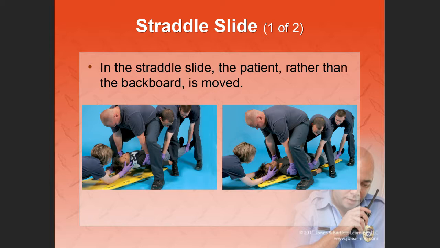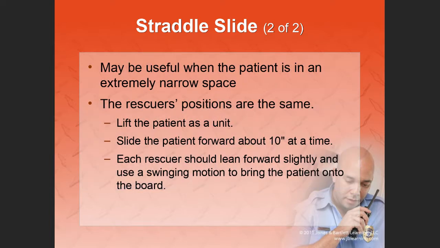The straddle slide is a little bit different. A straddle lift is used to lift the patient to get the foot of the spine board underneath the patient up all the way to the lumbar region, and then we slide the patient up on the board. It may be useful when the patient is in an extremely narrow space. The rescuers' positions are the same. Lift the patient as a unit, and slide the patient forward about 10 inches at a time. Each rescuer should lean forward slightly and use a swinging motion to bring the patient onto the board.